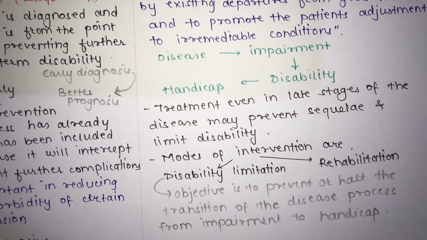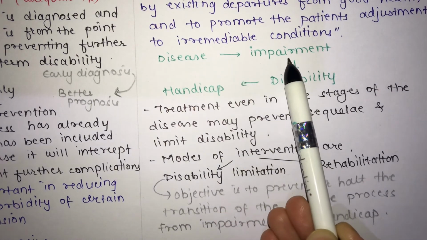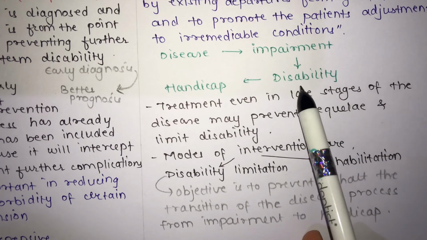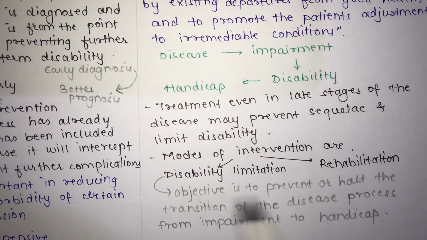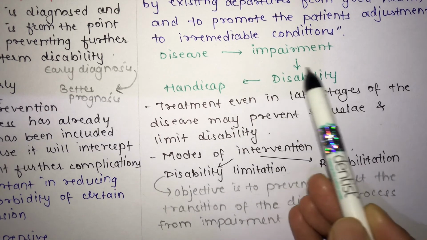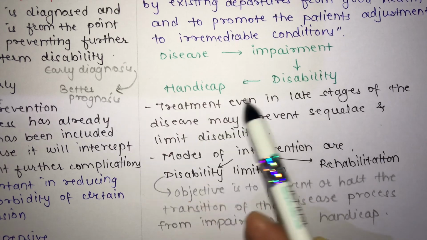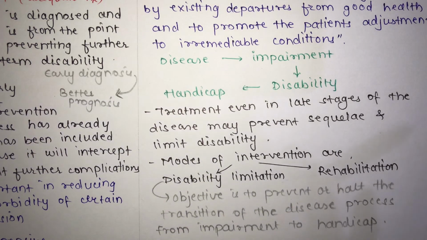The objective of disability limitation is to prevent or halt the transition of the disease process from impairment to handicap. So in disability limitation, you are halting the disease which we have seen over here. The disease leads to impairment. If it is not halted, it leads to disability, and this disability leads to handicap. So in disability limitation, you're halting the disease at this level so that the patient does not get handicapped. This is the objective of disability limitation.